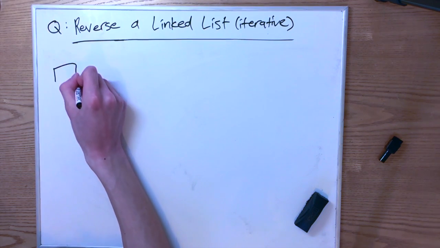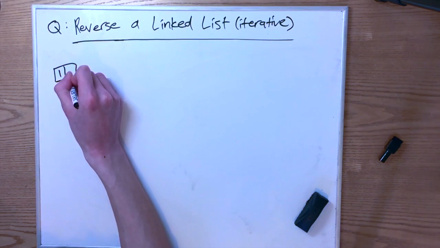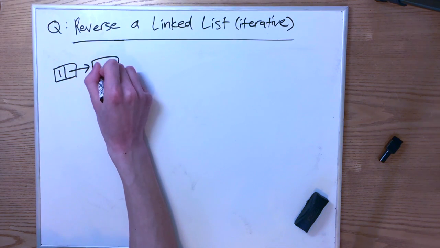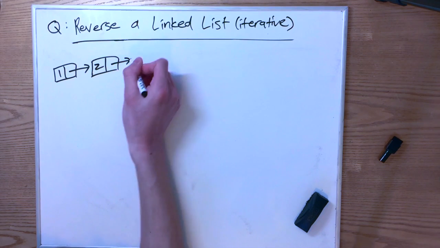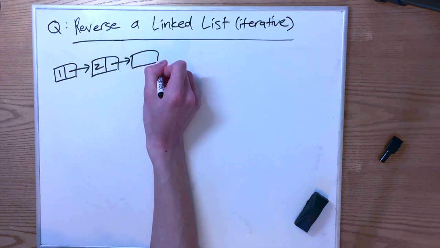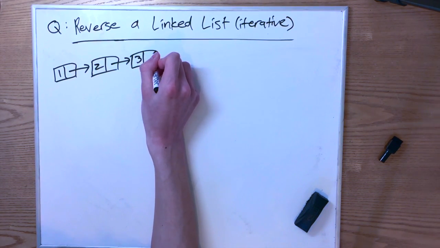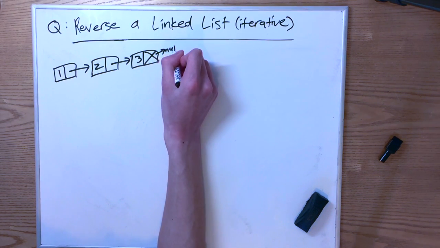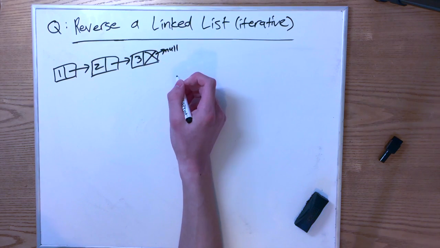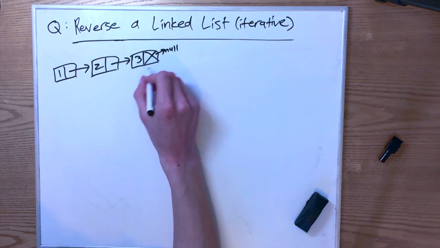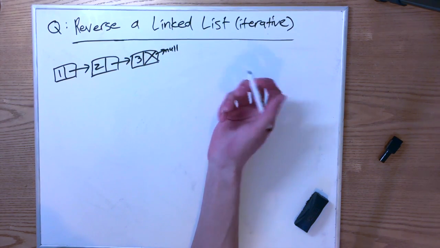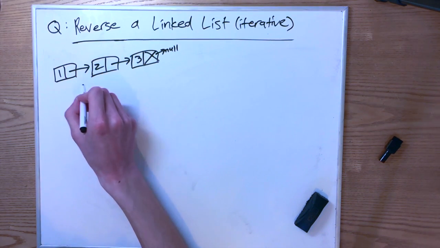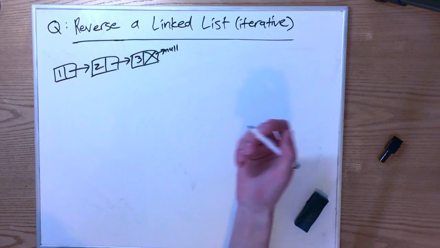So in the first node, let's put the value 1. And this first node points to a second node, which contains the value of 2. Second node points to a third node, which contains the value of 3. The third node points to this x, and this x just represents null. This null means that we're at the end of a linked list, because this final node doesn't point to any other node.